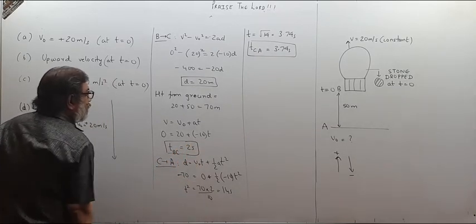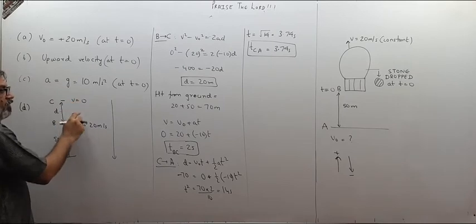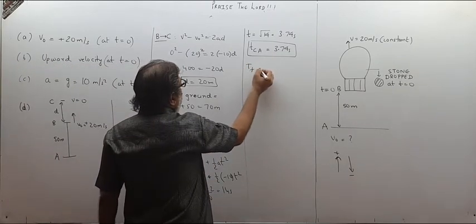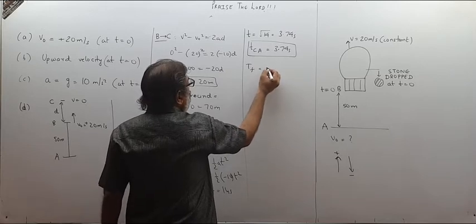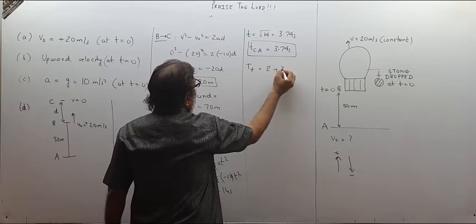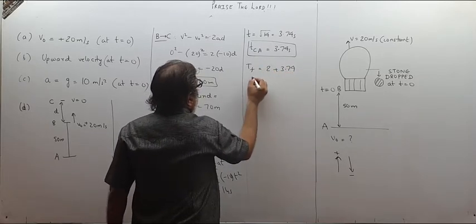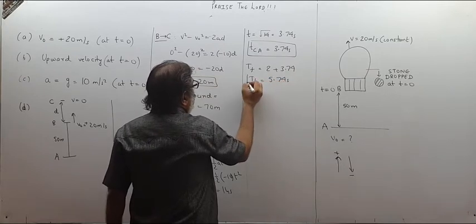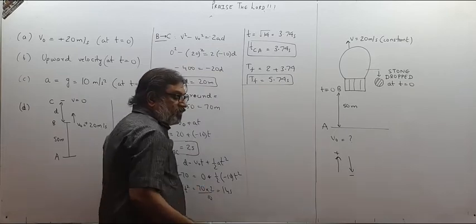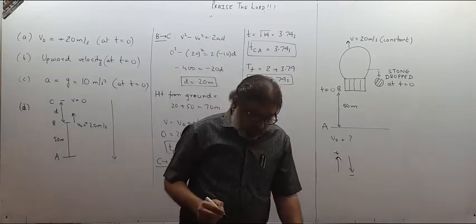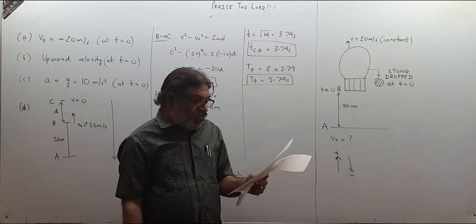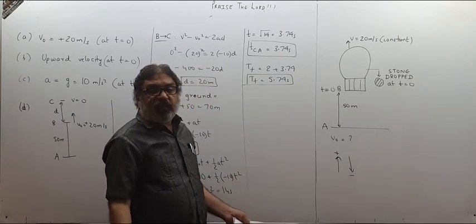Like the second, right? So B to A is 2 seconds and from here to here it is 3.74 seconds. So time of flight will be 2 plus this much. So total time of flight will be 5.74 seconds, like this we get. For this much time it will remain in air. Then anything else?